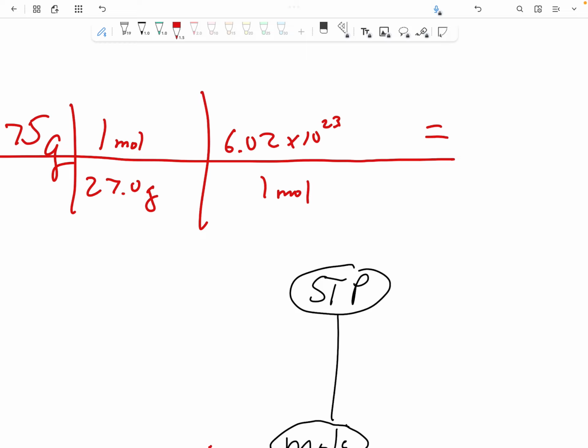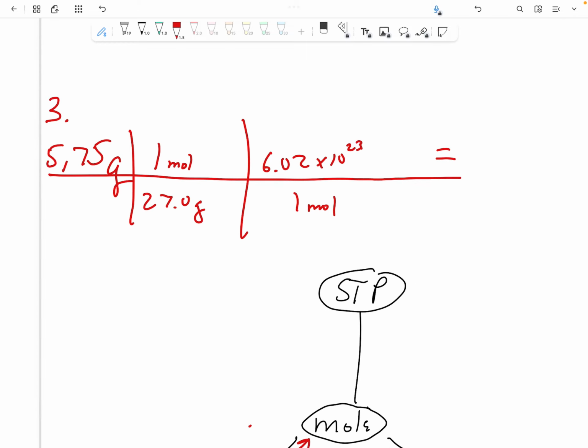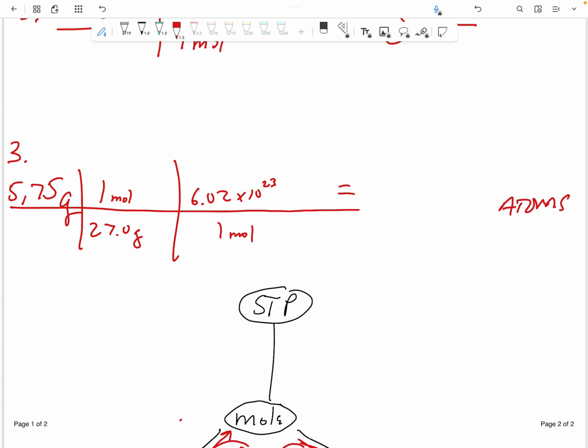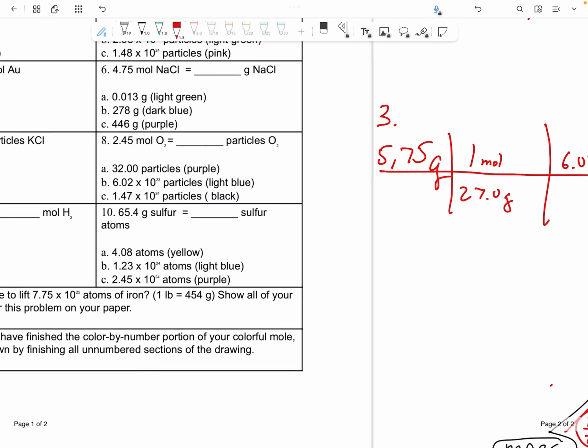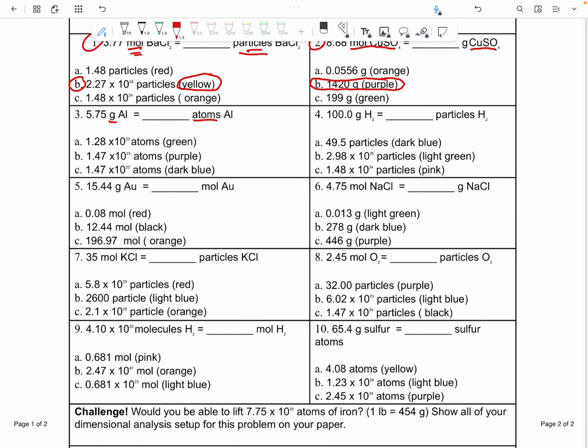So that's a two-step problem. And so you're multiplying 5.75 by 6.02 times 10 to the 23rd divided by 27 grams. When you put that in your calculator, you get 1.28 times 10 to the 23rd atoms for the answer. And if we look over at number 3, we see our 1.28 times 10 to the 23rd atoms. That's going to be the color green. So every space that's numbered 3, you're going to color green. Okay? That's how you solve those problems.